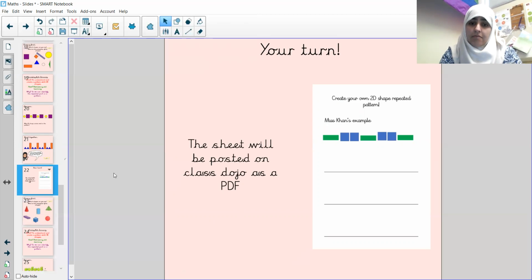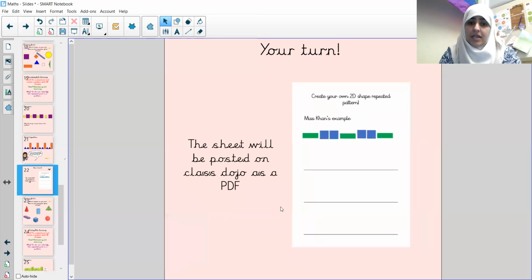So you can see that Miss Khan has done her pattern here. She's done 1 rectangle, 2 squares, 1 rectangle, 2 squares, 1 rectangle. Your job is to create 3 more repeated patterns just using the 2D shapes. You might want to challenge yourself, and underneath you might want to write rectangle, square, square, rectangle, square, square, rectangle. So you're making sure you're writing the shapes underneath. That is just a challenge.